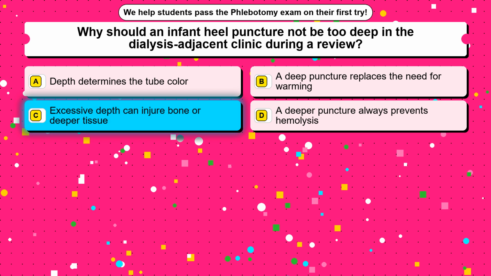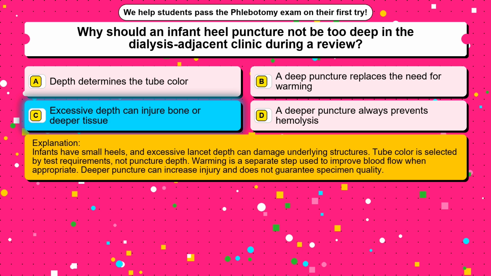The correct answer is option C. Excessive depth can injure bone or deeper tissue. Infants have small heels, and excessive lancet depth can damage underlying structures. Tube color is selected by test requirements, not puncture depth. Warming is a separate step used to improve blood flow when appropriate. Deeper puncture can increase injury and does not guarantee specimen quality.